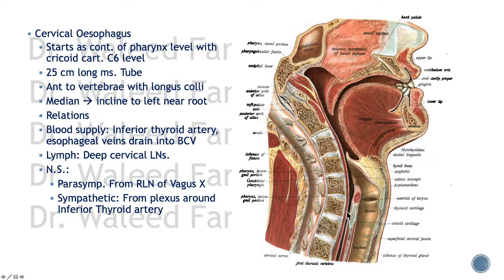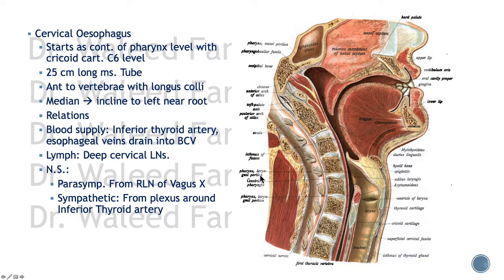It's anterior to the vertebrae and the longus colli, on top in the median position. But remember, at the root of the neck and thoracic inlet, it's slightly shifted to the left. Remember, the stomach is on the left side, so the esophagus will go towards its side. It's slightly shifted to the left. Maybe because of the narrow space there, the trachea went to the right and the esophagus went to the left, and it's a maneuver to overcome the tight space.